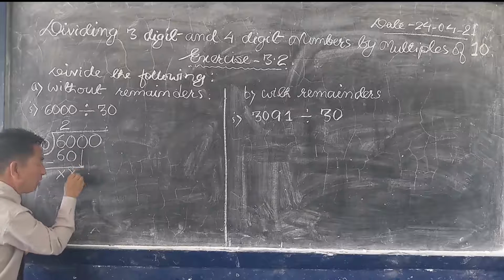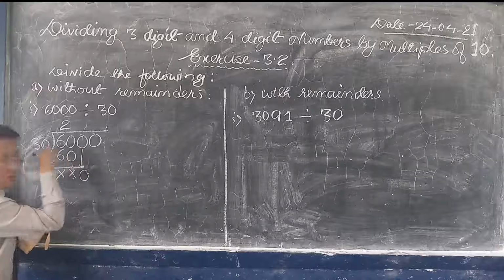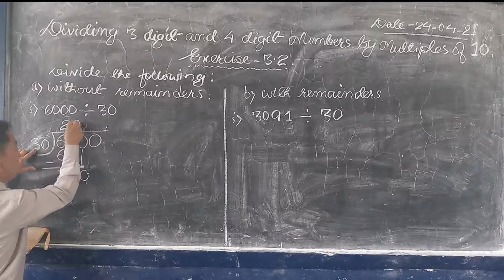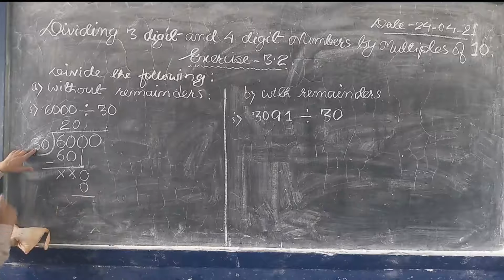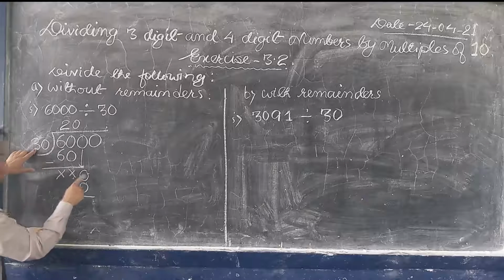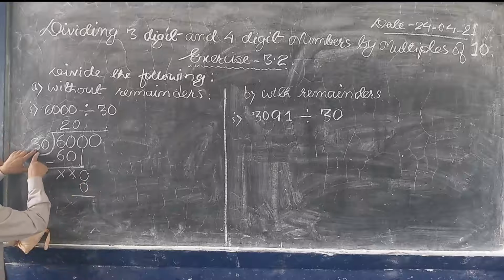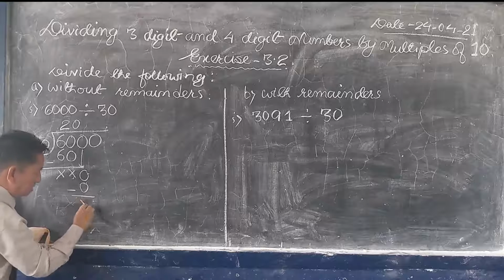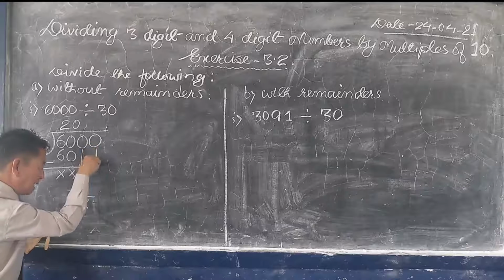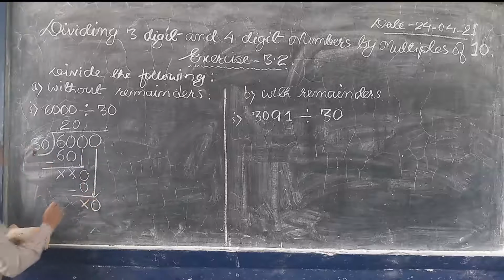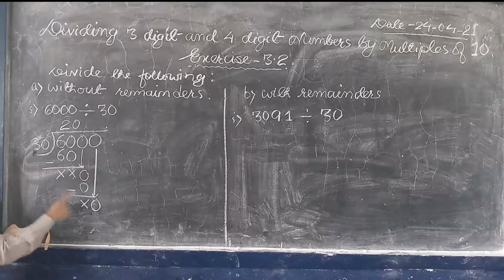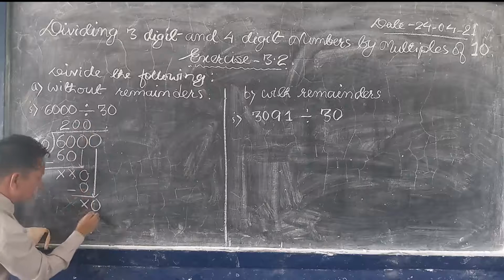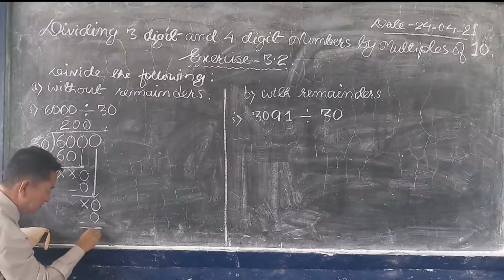We can bring down only one number from the top. So 0 is less than 30, so 0 cannot be divided by 30. So 30 zeros are 0. So again, we'll write a cross here. Then the next 0 we will bring down here. 0 is less than 30, so we cannot divide this 0 by 30, so 30 zeros are 0. Instead of 0, we'll write a cross here.